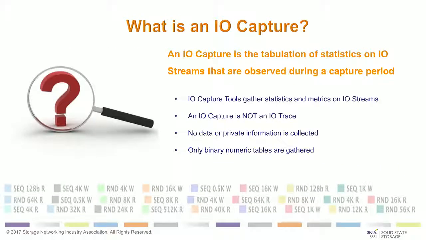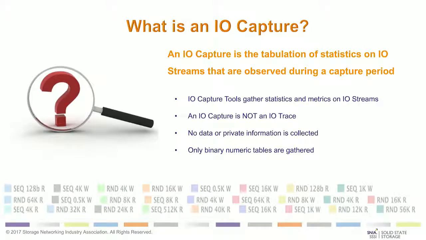So you might ask, what is an IO capture? An IO capture is simply the tabulation of the statistics on the IO streams that we're looking at. The IO capture tools will gather statistics on the IO streams. It says, oh, there's a random 4K write, mark down one of them. There's a random 4K read, mark that down.